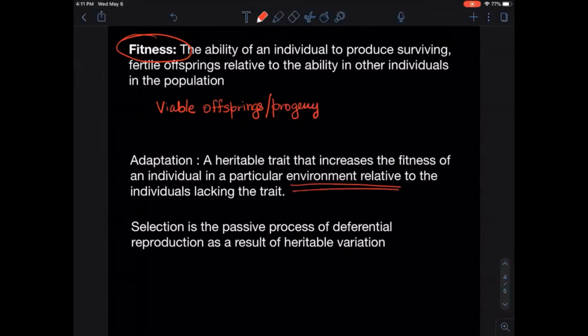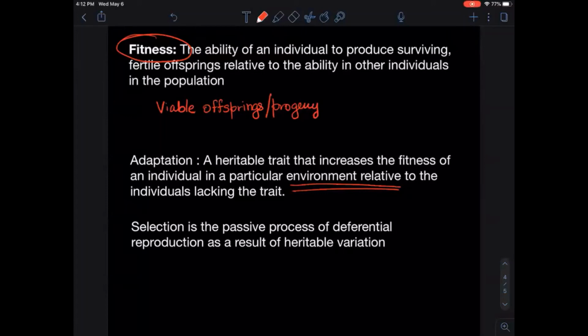Maybe a longer tail is useful in environment A, but a shorter tail is useful in environment B. So it's not always that a longer tail will be better. It depends on which environment the organism is living in. And the last is the definition of selection, which is a passive process of differential reproduction as a result of heritable variation.